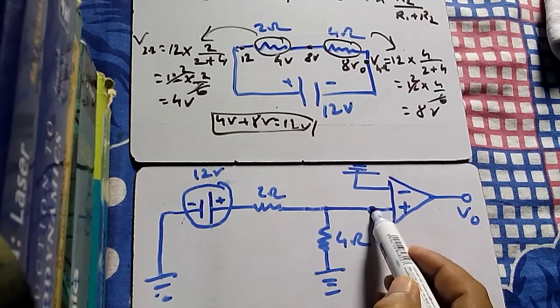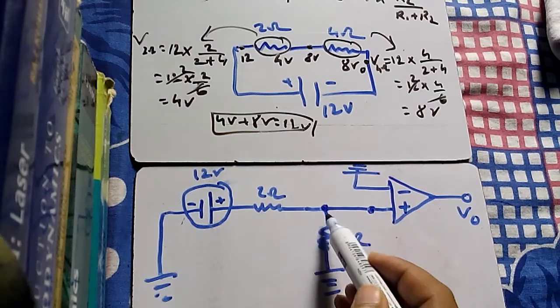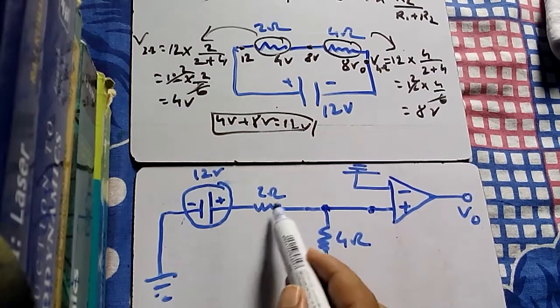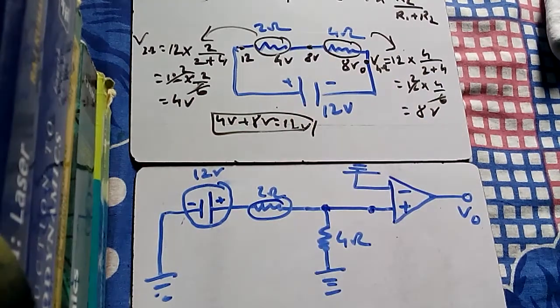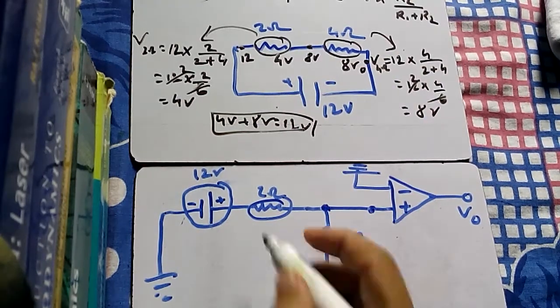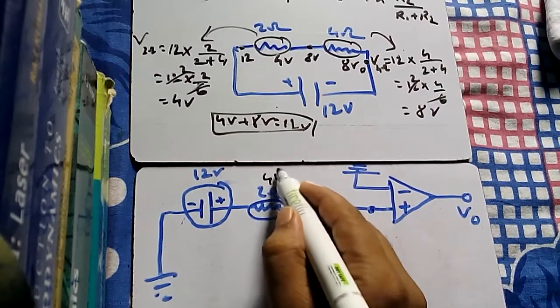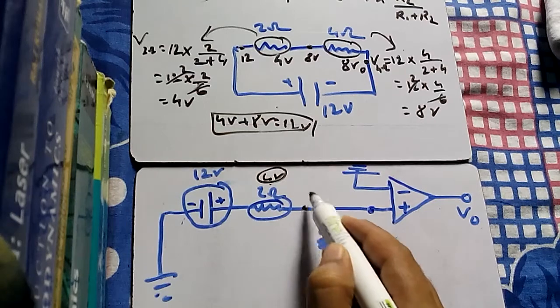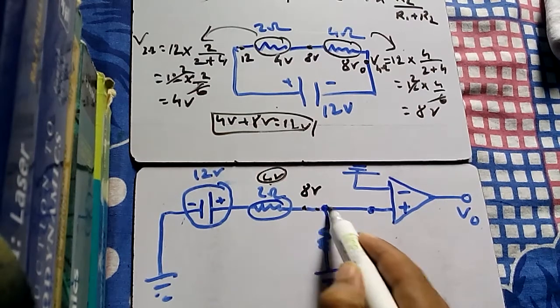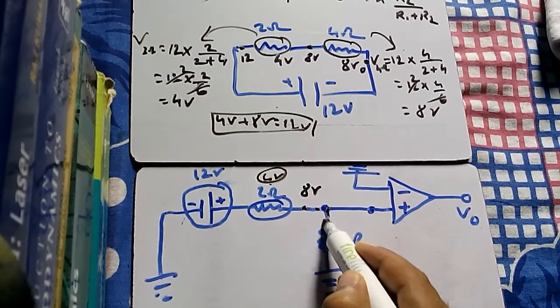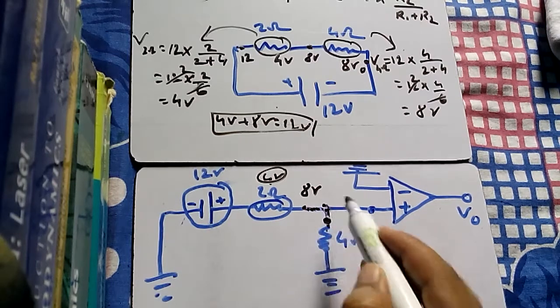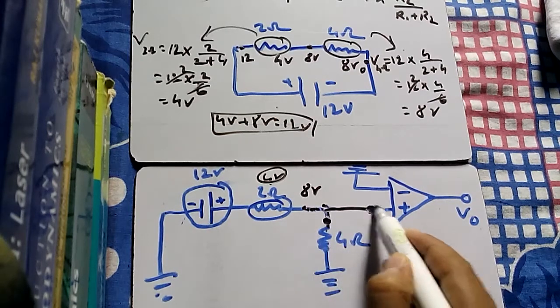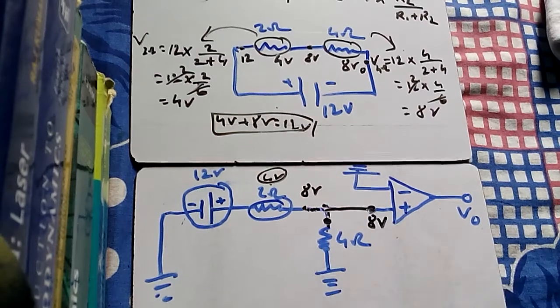Now the voltage at this point is actually the voltage at this point. And what is the voltage at this point? We know across the 2 ohm there is a voltage drop of 4 volt. 12 volt was there, 4 volt dropped. At this point what is the voltage? 8 volt. So at all these points up to this point, 8 volt. If I take a terminal from this point, then this point will also be 8 volt.